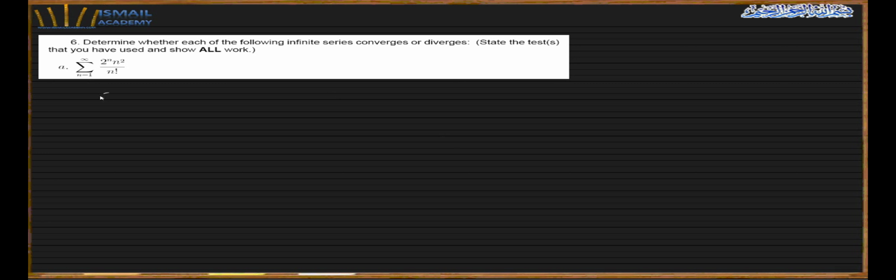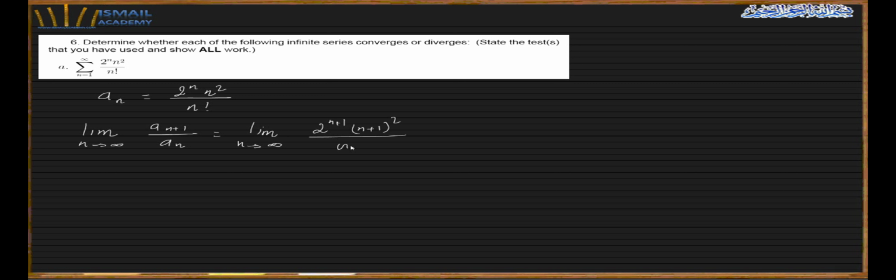So here I'm going to define my general term, which is a_n = 2^n n^2 over n factorial. This is my general term, so I'm going to take the limit as n goes to infinity of a_(n+1) over a_n. This is the ratio test, so it's going to be the limit when n goes to infinity of 2^(n+1) times (n+1)^2 over (n+1) factorial, times, here I just need to flip, n factorial over 2^n times n^2.